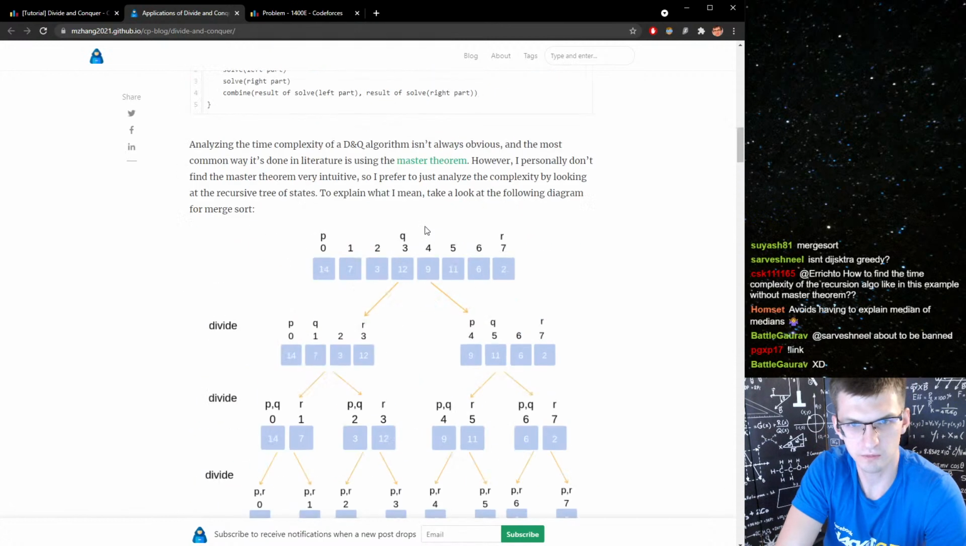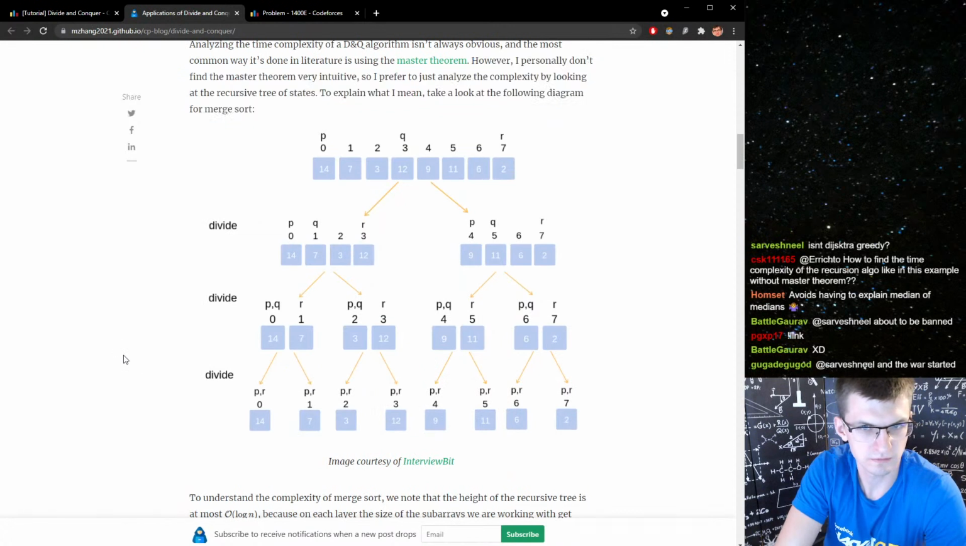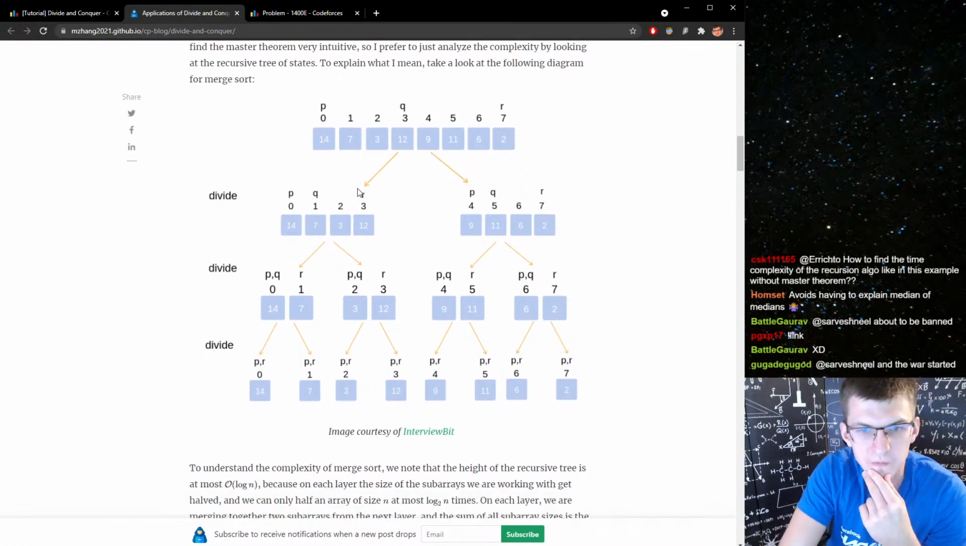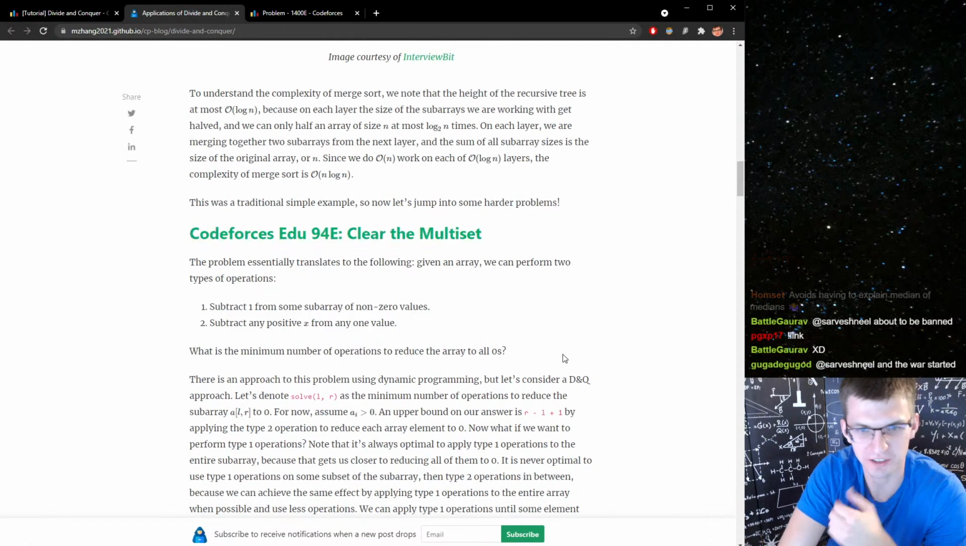Without master theorem, well, it's explained here. With a drawing. Every layer has time complexity of n. Median of medians. Okay, well, this for sure is better than median of medians.